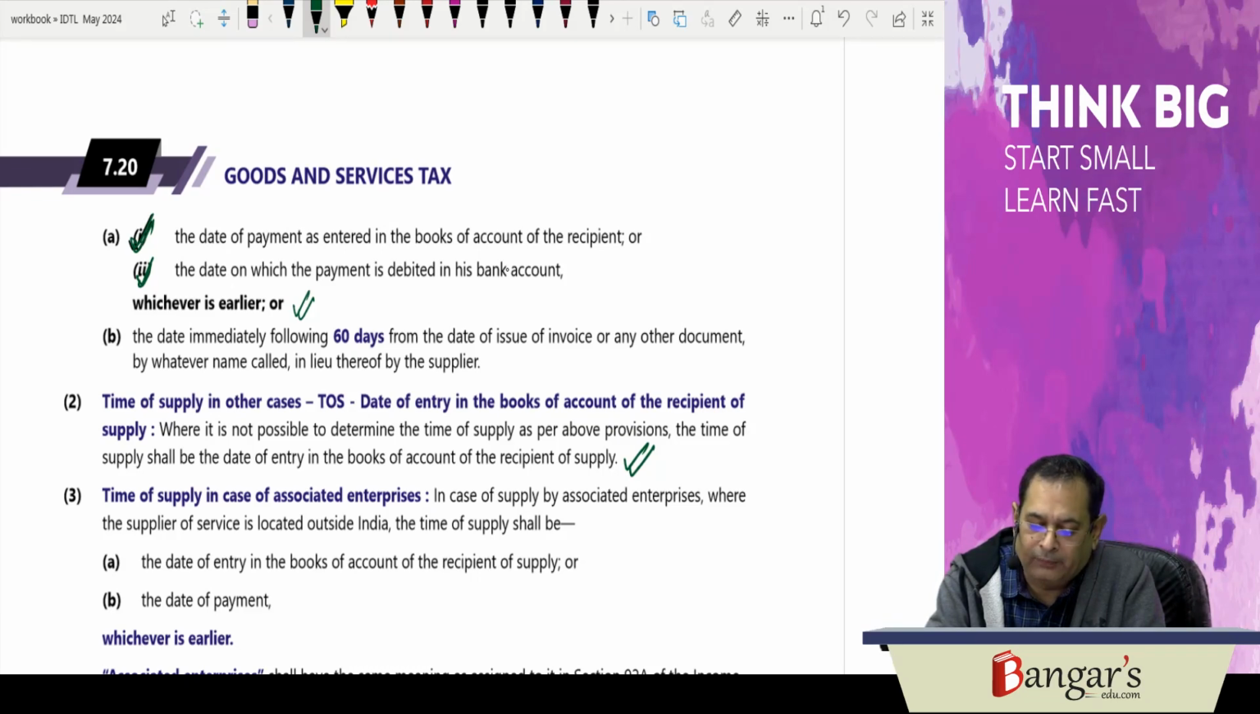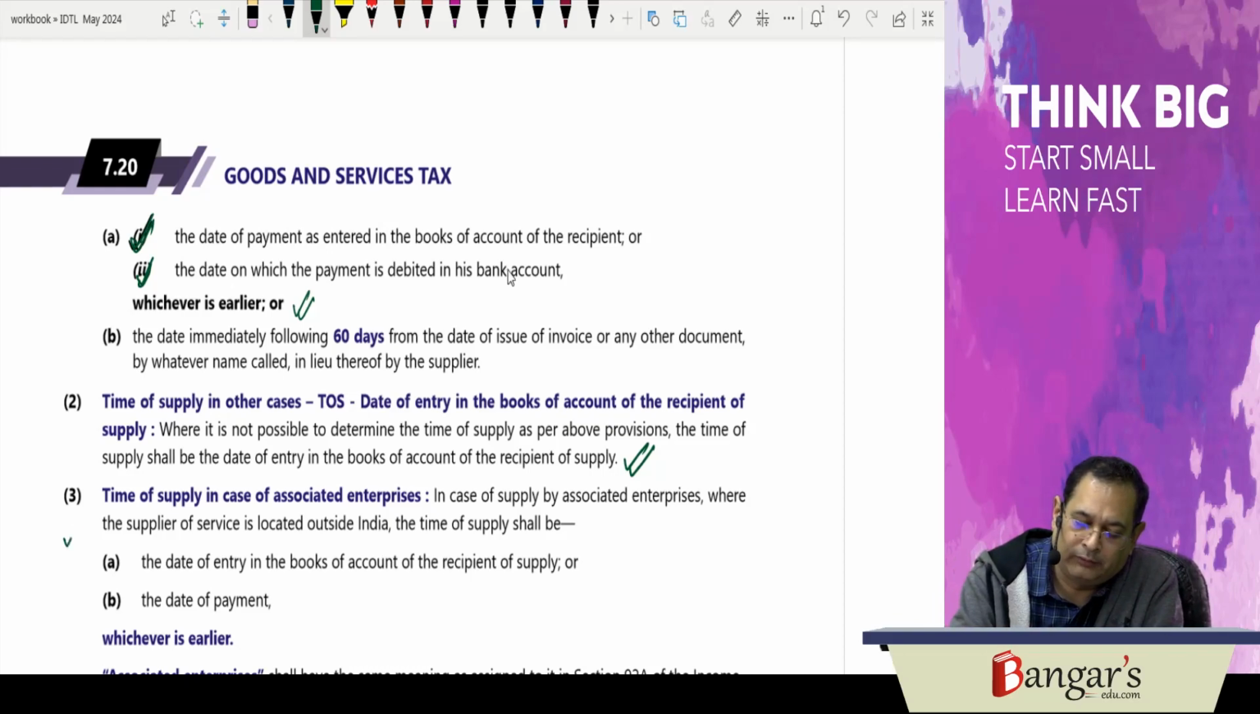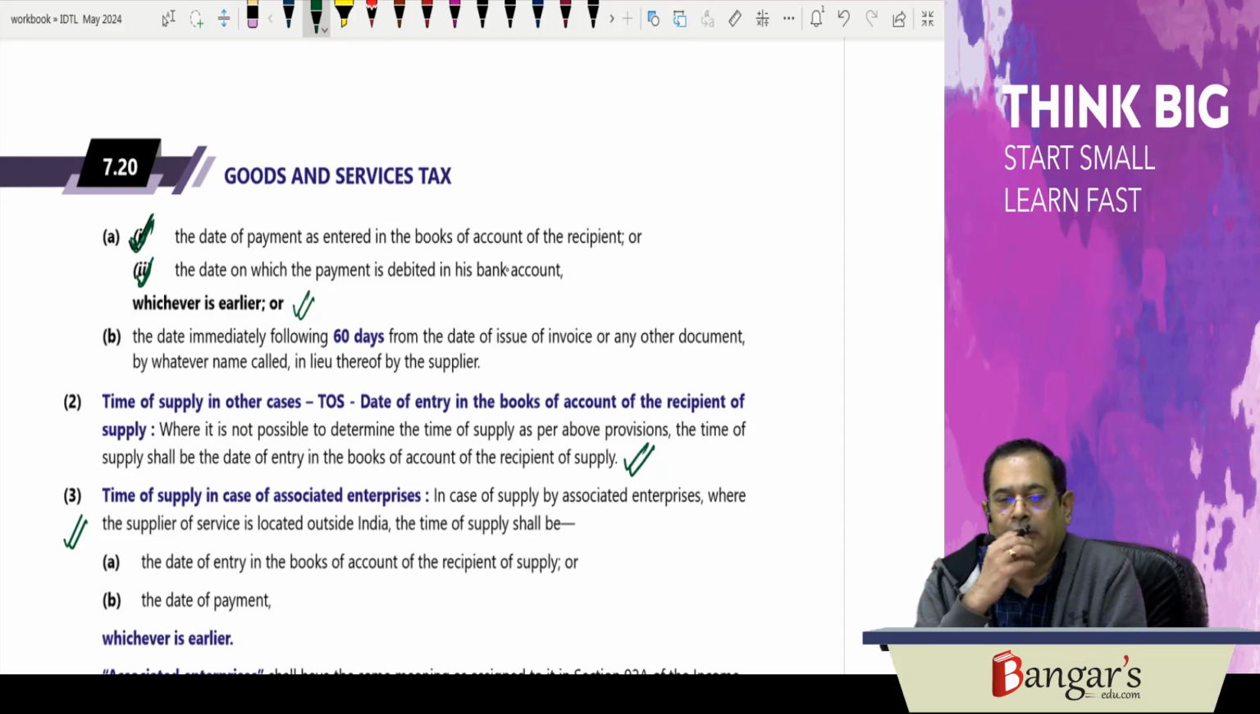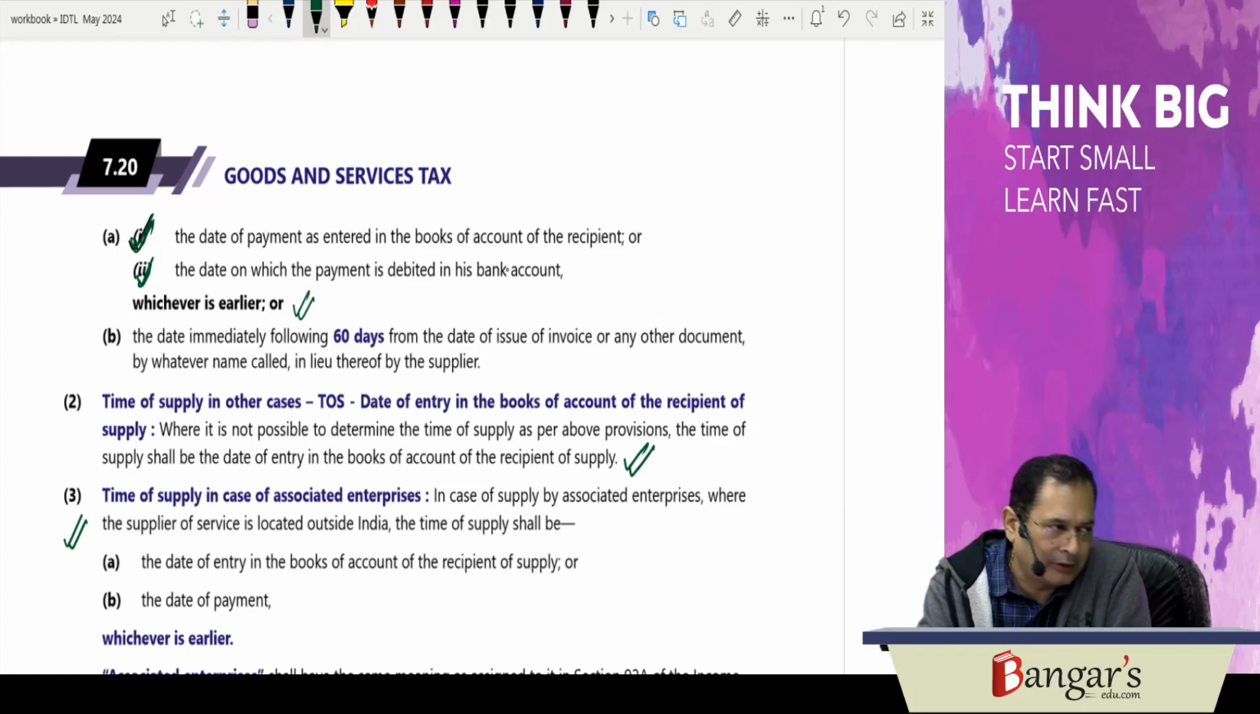Then the time of supply in case of an associated enterprise. Associated enterprise has the same meaning assigned to it in section 92A of the Income Tax Act. They are related enterprises. Say XYZ Inc. and ABC Limited will be regarded as associated enterprises if 26% or more of voting power is with one of the entities, board, management and other criteria are there. So in case of an associated enterprise, if we are receiving any service from an associated enterprise, import of service is liable to be taxed under RCM.